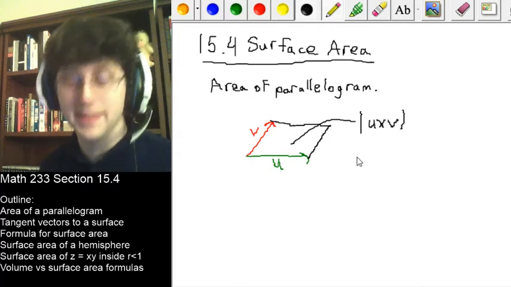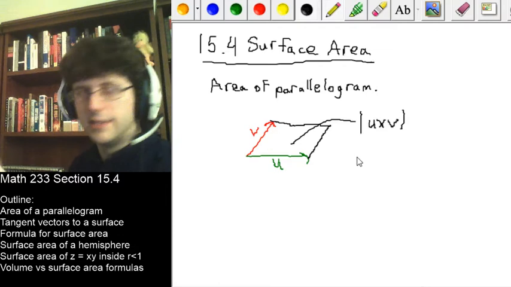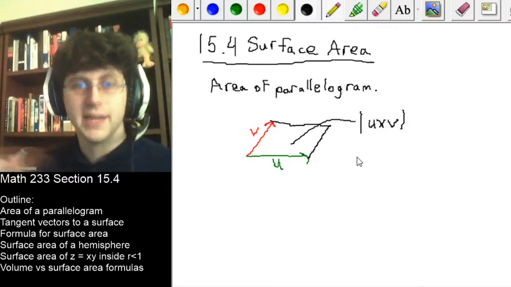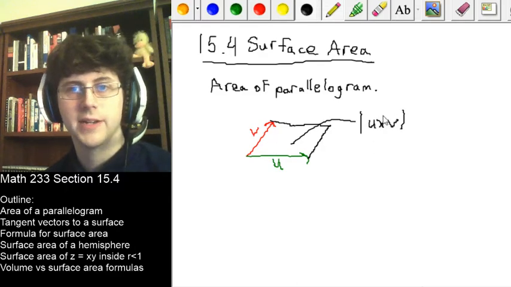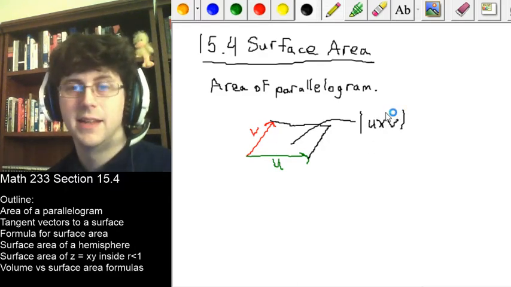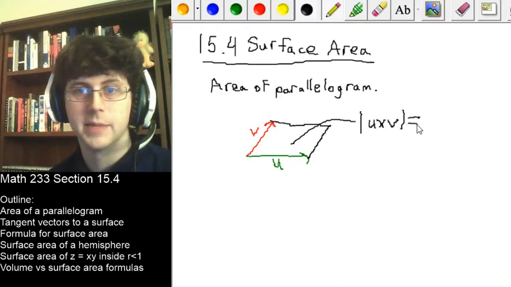So if you ever need to find the area of a parallelogram, which we will here in a second, then all you have to do is find two of the vectors that go along the edges of the parallelogram, cross them, that gives you another vector, then take the magnitude, and that gives you the area. So this is the area of a parallelogram.